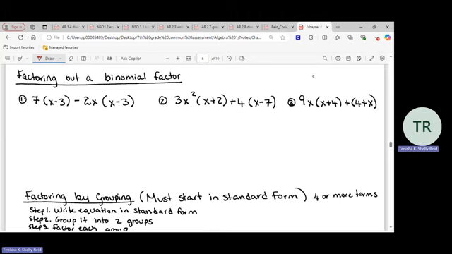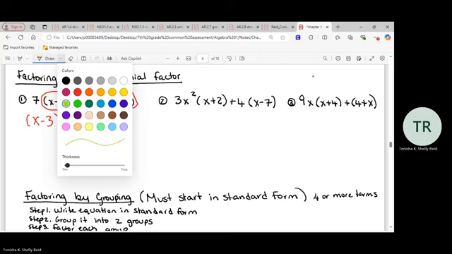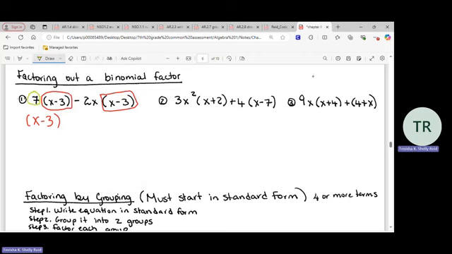So if I look, I see 7(x - 3), that's a binomial, minus 2x times (x - 3). Well, the (x - 3) matches the (x - 3). It's going to become its own factor. The leftovers, which is the 7 and the minus 2x, actually becomes its own factor. That's how we factor out a binomial factor.